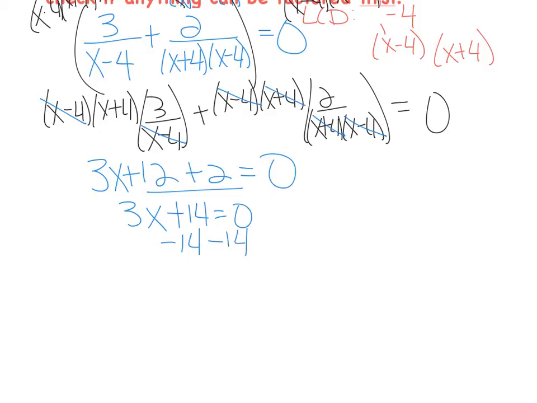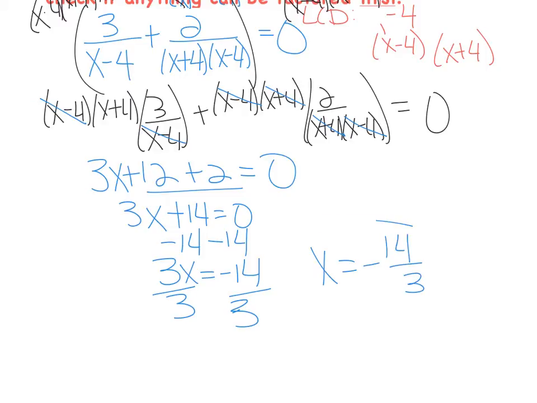Subtract 14 from both sides, so I have 3x equals negative 14. Divide both sides by 3. We should get x equals negative 14 thirds. And just double check. At the very beginning we said x couldn't be 4 or negative 4. Well, this is neither of them, so that would be an okay answer.